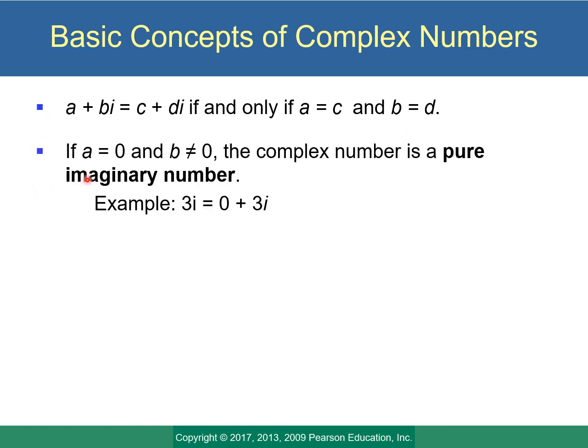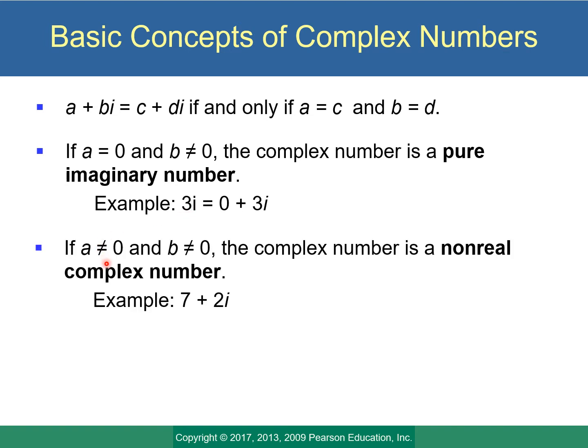If a is 0 but b is not 0, then the complex number is considered purely imaginary, a pure imaginary number. Because if you think about it, if I have 0 real parts but 3 imaginary parts, all you're going to really see is the imaginary part. So we call that a pure imaginary number, when you only see something with the i.